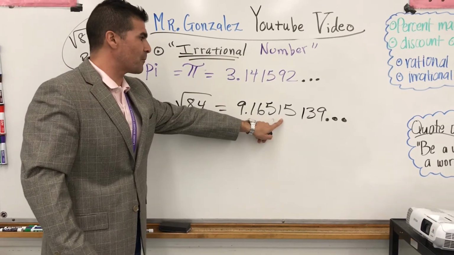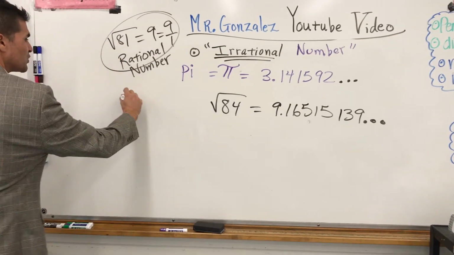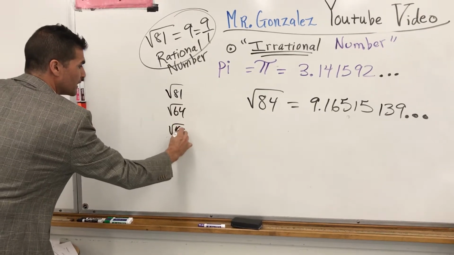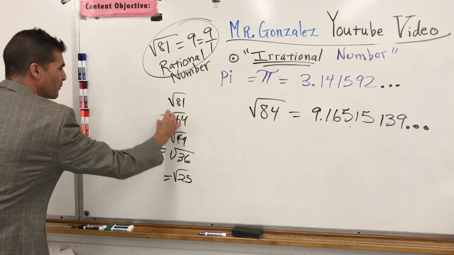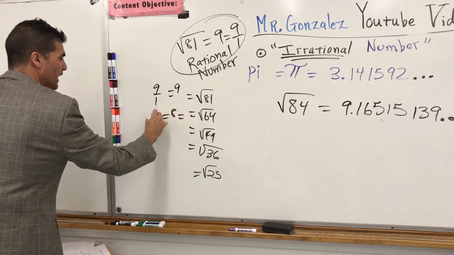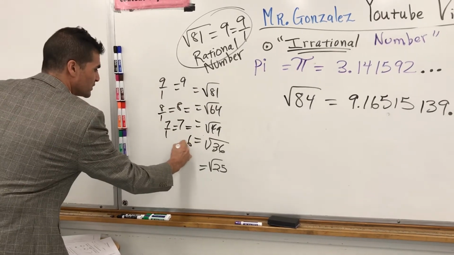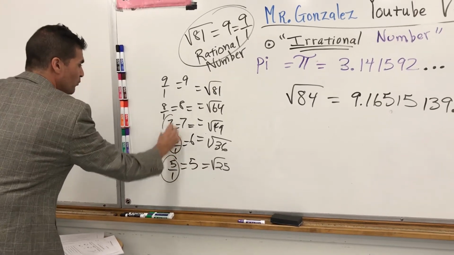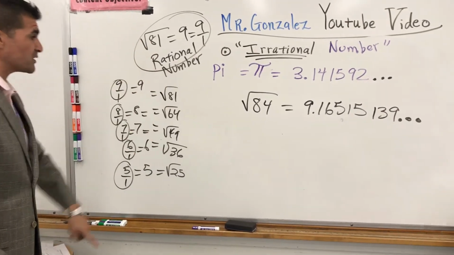We cannot write this number like a fraction, like we can write the square root of 81. See, the square root of 81, the square root of 64, the square root of 49, the square root of 36, the square root of 25, all of these numbers, we can say, well, this is 9, which equals 9 over 1. This right here is 8, which equals 8 over 1. This right here is 7, which equals 7 over 1. We can write this as 6, which equals 6 over 1. And of course, this is 5, which equals 5 over 1. Since we can write all of these fractions as integers, whole numbers, these are all rational numbers.